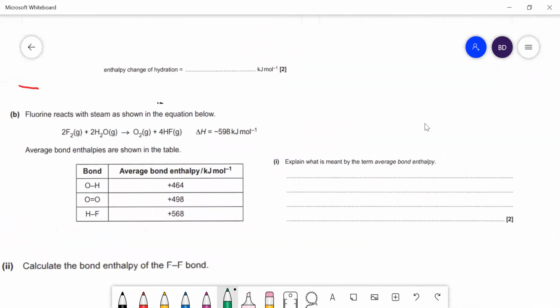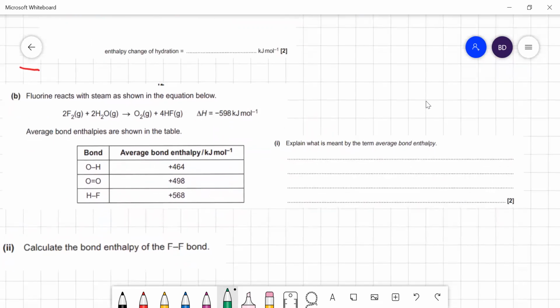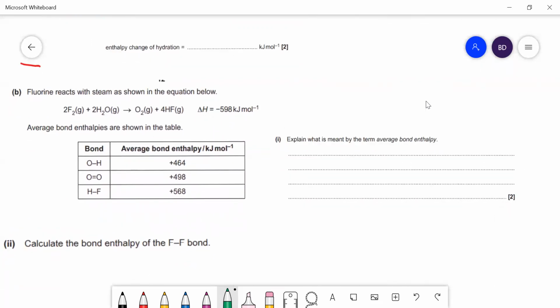All right, here's a bond enthalpy calculation. Fluorine reacts with steam as shown in the equation below, and the average bond enthalpies are shown there. Explain what is meant by the term average bond enthalpy. Well, I'm going to say bond enthalpy, first of all, is the energy required to break 1 mole of bonds.